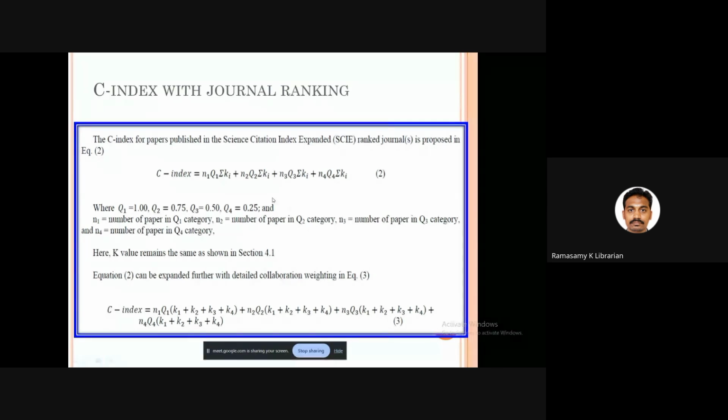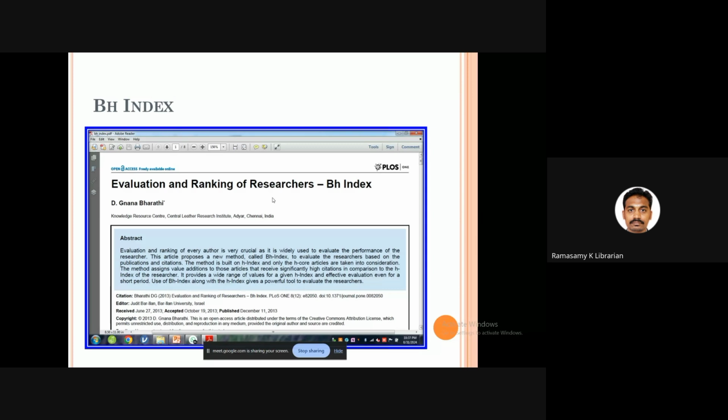So, apart from citations, they propose 2 other measurement mechanisms. One is, what is the extent of your collaboration? The other is, in what quarter journal you publish your research paper. Fine. This is a kind of different perspective from Dr. Chattopadhyaya. Let me come back. There's something called the BH index, which was proposed by one Yana Bharati of Chennai.